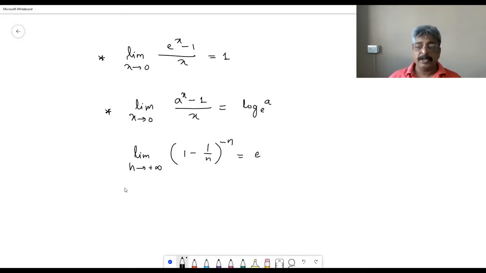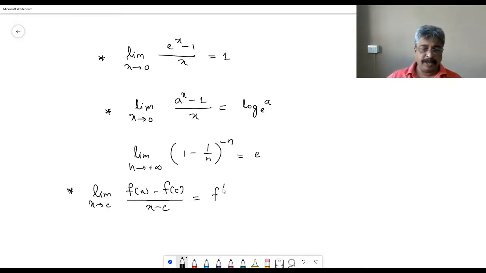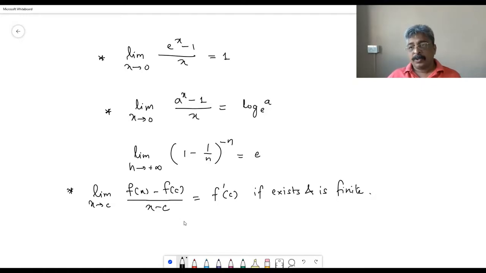Okay, so now we have already defined the derivative of a function. Maybe just to recap: the limit as x tends to c of (f of x minus f of c) upon (x minus c) is equal to f dash of c, if it exists and is finite. So this is what the derivative is: the differential in the value of the function over the differential in the value of the input, as they try to come together.